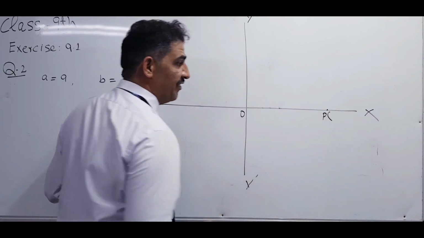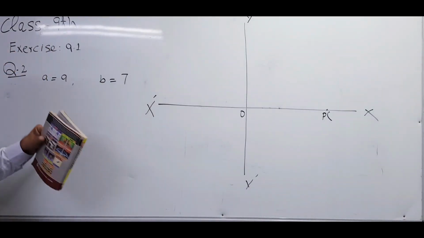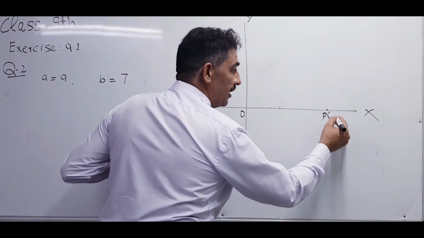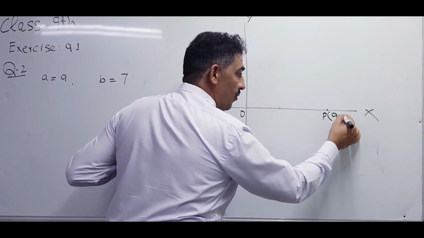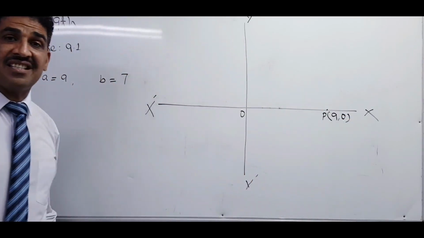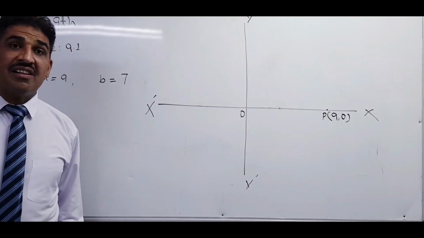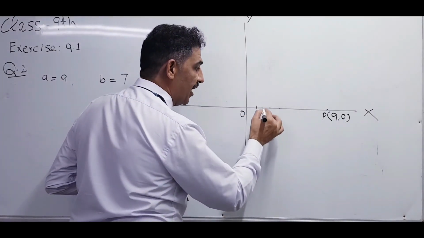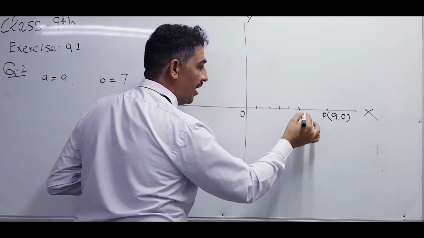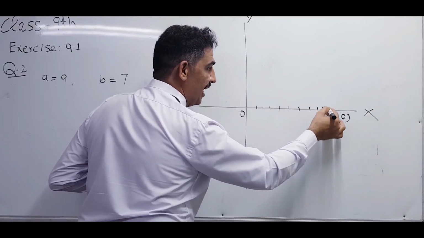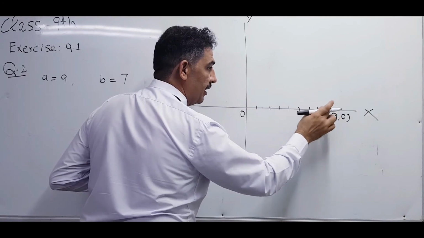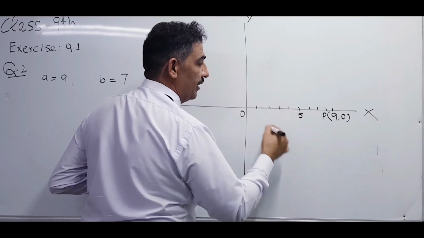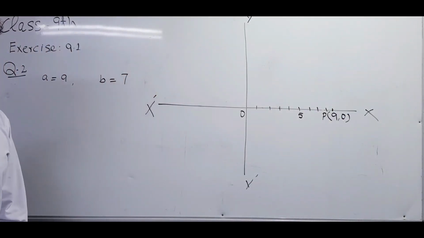X coordinate means the value of x, and the value of y will become 0. So if the x coordinate is equal to A and the value of A is equal to 9, then P is equal to 9 and the y coordinate will become 0. On the x-axis the value of y is equal to 0, and on the y-axis the value of x is equal to 0. Why am I writing 9 here? Like here 1, 2, 3, 4, 5, 6, 7, 8 and 9. That is the value of 9. So the x coordinate we take like that.